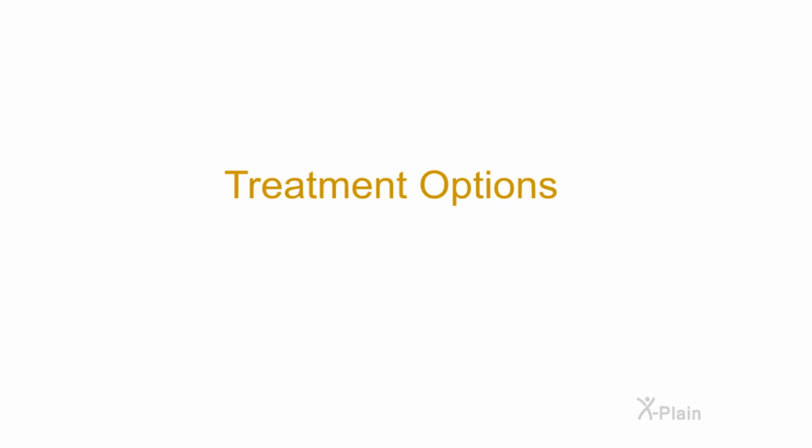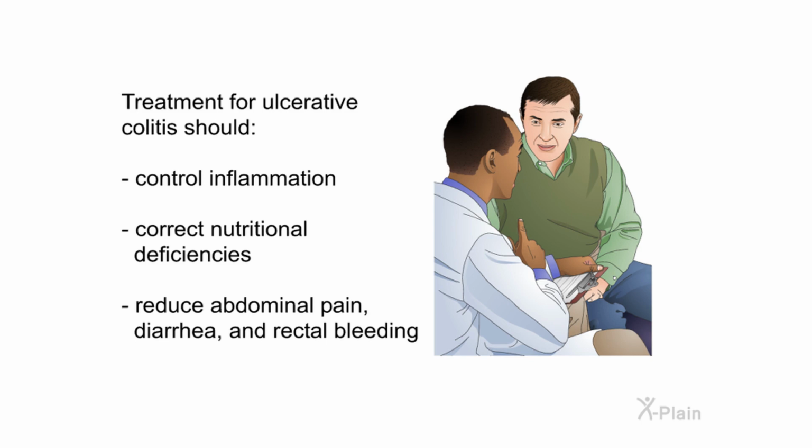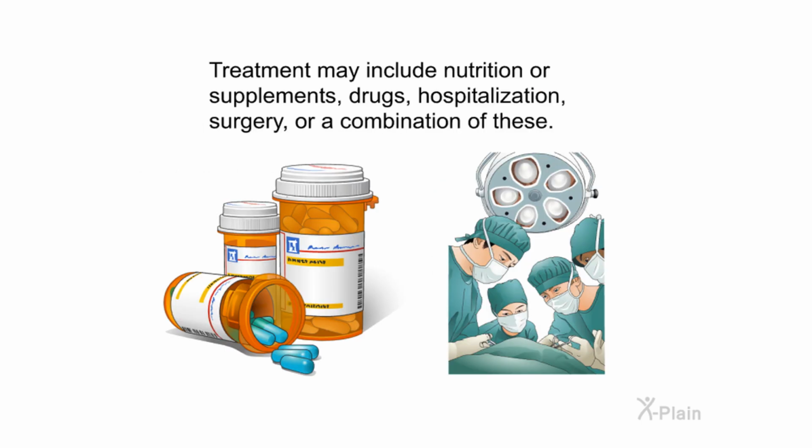Treatment options. Treatment for ulcerative colitis should control inflammation, correct nutritional deficiencies, reduce abdominal pain, diarrhea, and rectal bleeding. Treatment may include nutrition or supplements, drugs, hospitalization, surgery, or a combination of these.